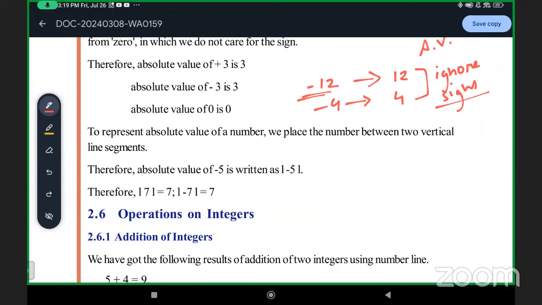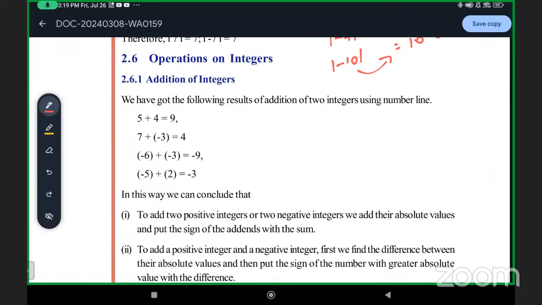Now, to represent absolute value of a number, we place the number between 2 vertical line segments. It means that I have to find out its absolute value. So it will be 7. When it's put between 2 bars, it means you have to give the absolute value of it. So it becomes 10. Like that.